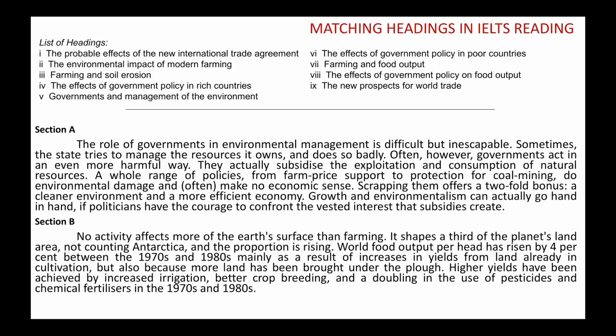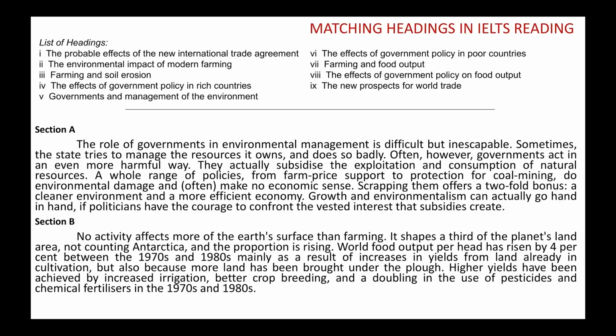Okay, right now we need to read all the headings. The first one is the probable effects of the new international trade agreement. The second, the environmental impact of modern farming. The third, farming and soil erosion. The fourth, the effects of government policy in rich countries. The fifth, governments and management of the environment. The sixth, the effects of government policy in poor countries. The seventh, farming and food output. The eighth, the effects of government policy on food output. The ninth, the new prospects for world trade.